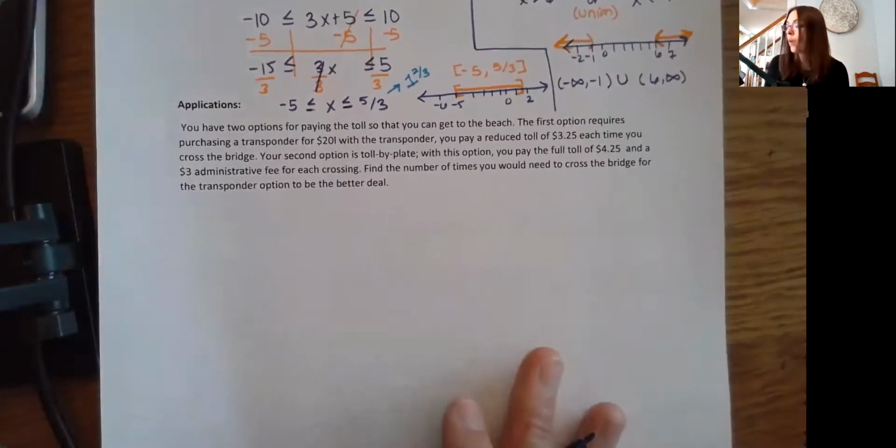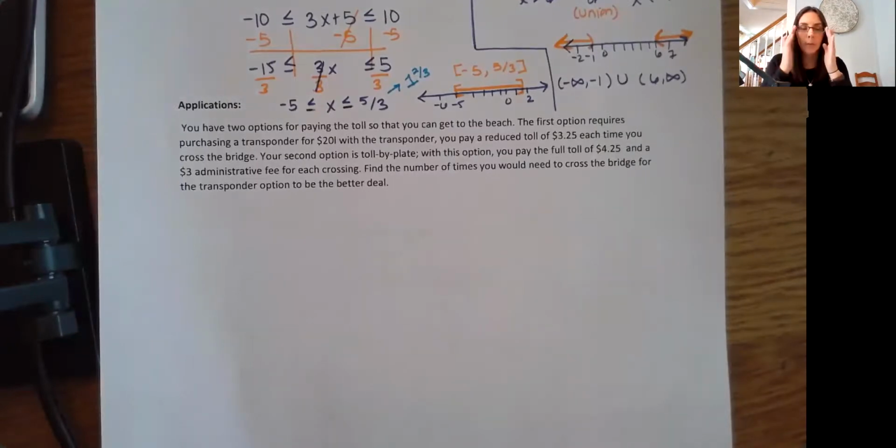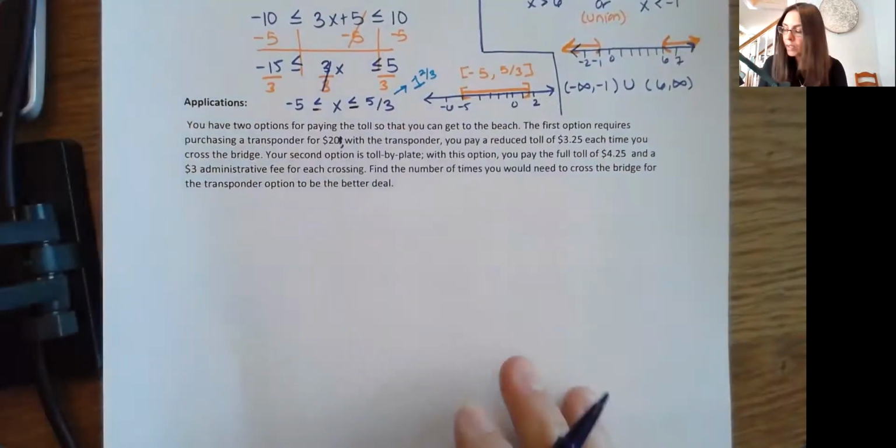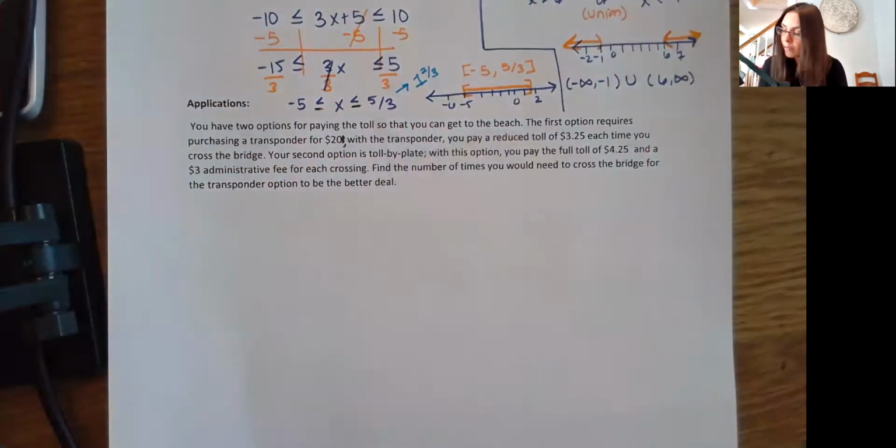All right, let's do one last example here. So here we're going to bring in an application. And this is a similar one to the beach example I gave, but we're going to use tolls here instead. So we'll get a little bit more complicated. So you have 2 options for paying the toll so that you can get to the beach. The first option requires purchasing a transponder for $20. I'm sorry, this should just be $20. And with the transponder, you pay a reduced toll of $3.25 each time you cross the bridge.